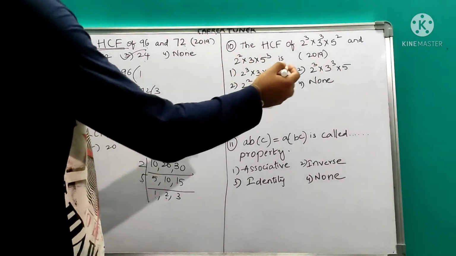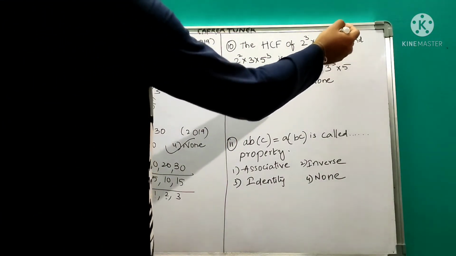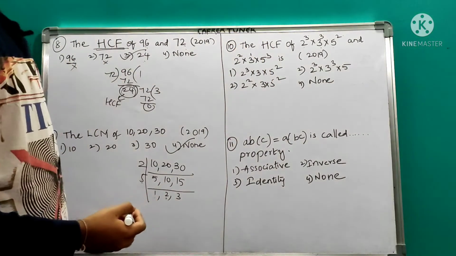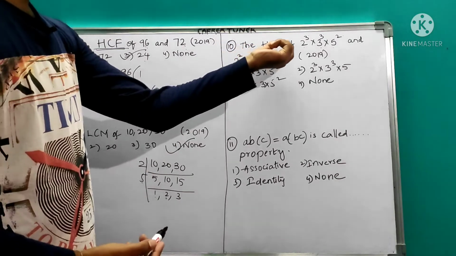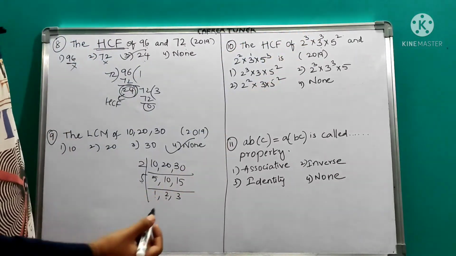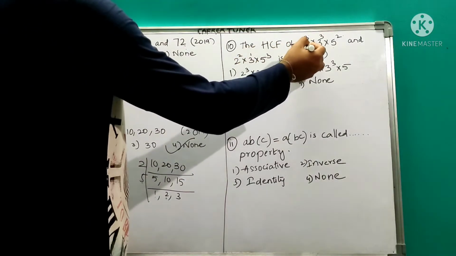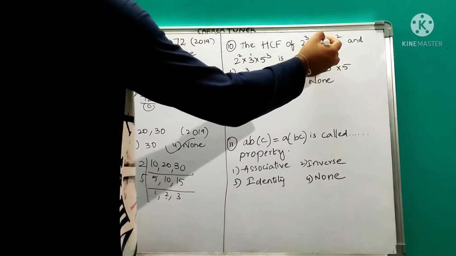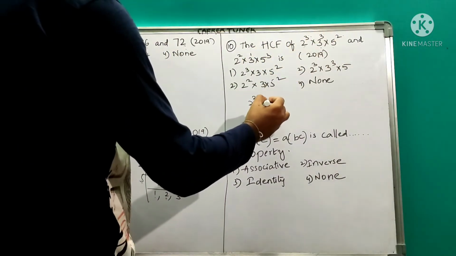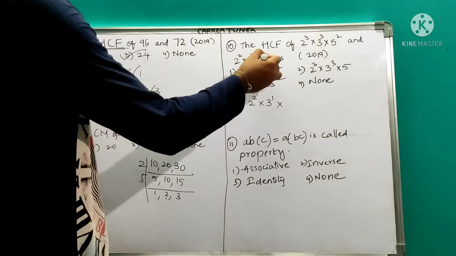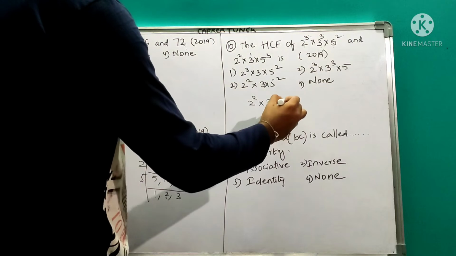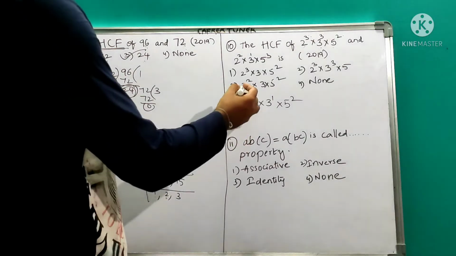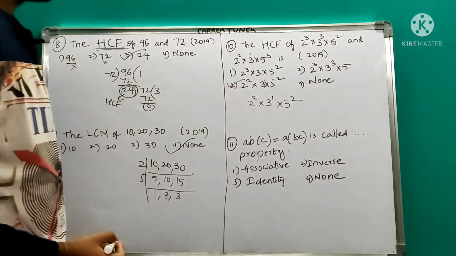Okay. Next, HCF of 2 power 3 into 3 power 3 into 5 power 2 and 2 power 2 into 3 power 1 into 5 power 3. What is HCF? HCF is the least powers among the prime numbers. Compare these two: 2 power 3, 2 power 2. What is least? 2 power 2 is least, into. Next, among 3 power 3 and 3 power 1, what is the least power? 3 power 1. Okay, next, among 5 power 2 and 5 power 3, what is the least? 5 power 2 is the least. So this will be your HCF. Okay, so let us check the options. So this is our answer, second option.